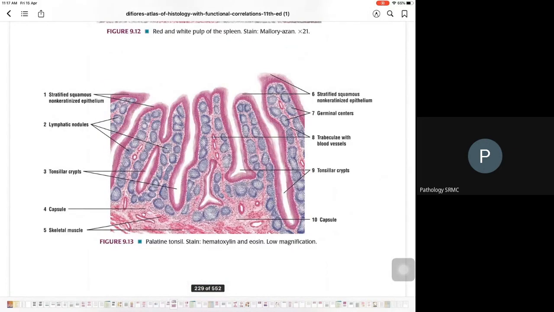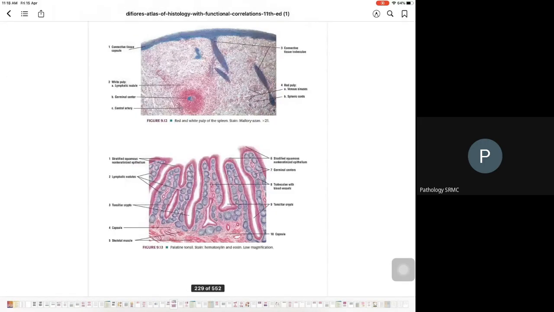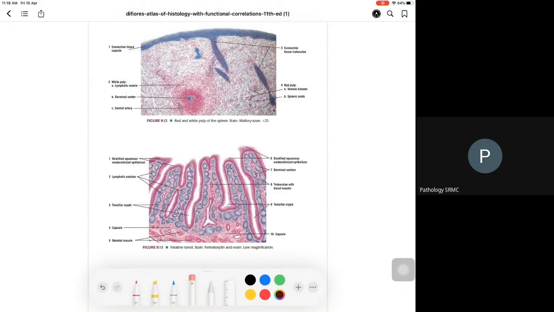Next, we have palatine tonsil, stain H and E under low magnification. From the left, there is stratified squamous non-keratinized epithelium, lymphatic nodules, tonsillar crypts, capsule, skeletal muscle. And once again, they have mentioned stratified squamous non-keratinized epithelium, germinal centers, trabeculae with blood vessels, tonsillar crypts, and capsule. Crypts are very, very important for tonsil.